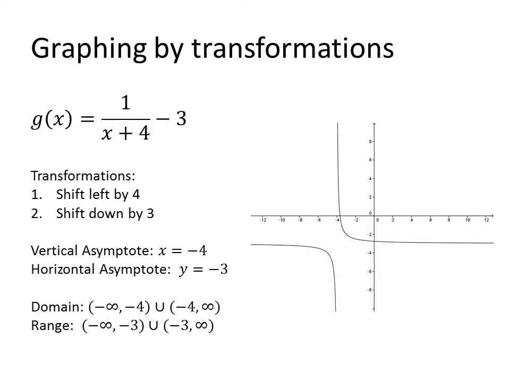The way we denote this, of course, is negative infinity to negative 4, but with a parenthesis saying we're not going to include it, union negative 4 to infinity. The range can be found in much the same way.